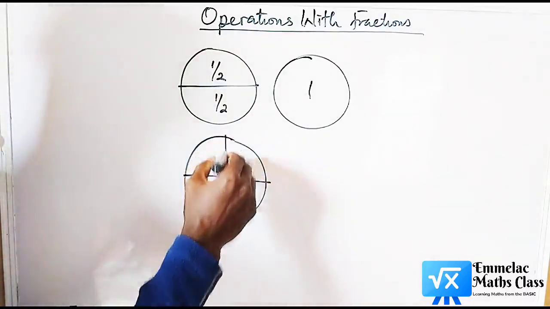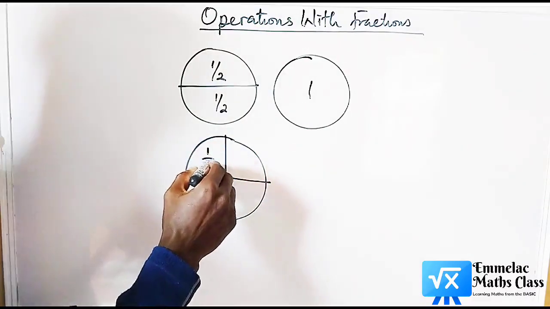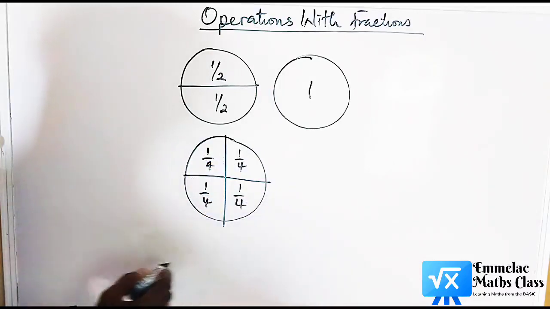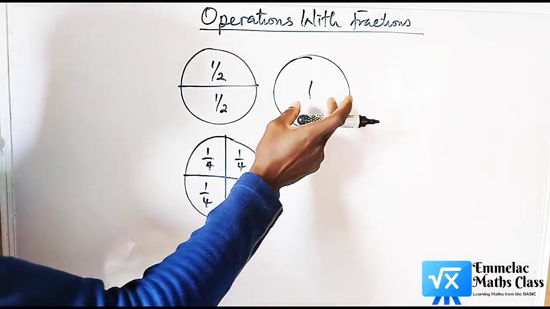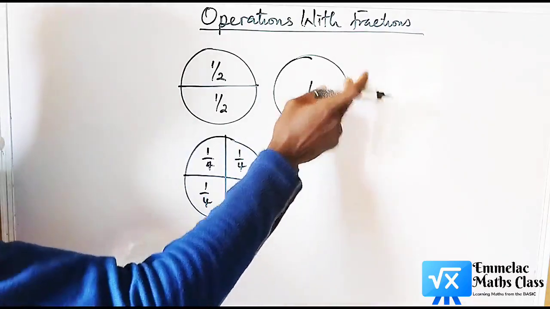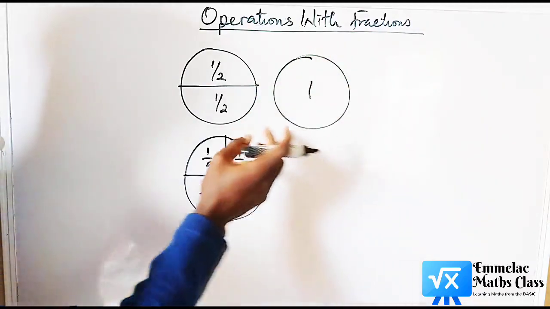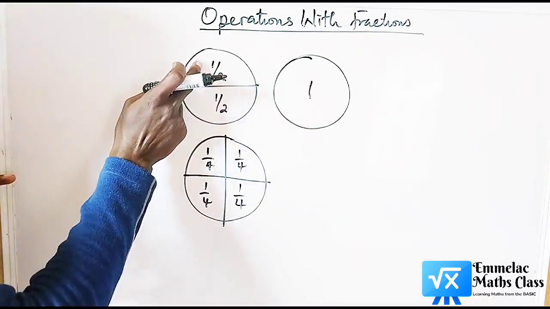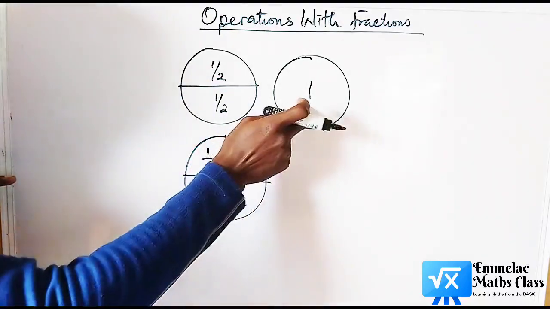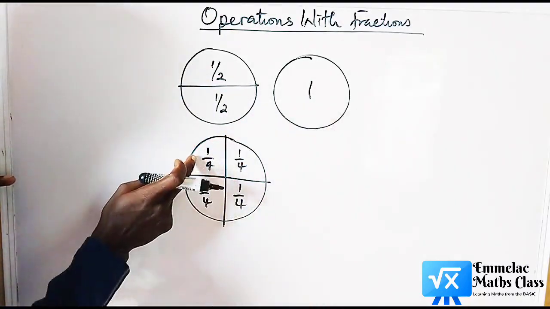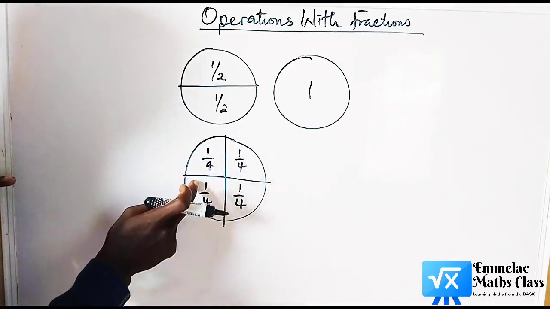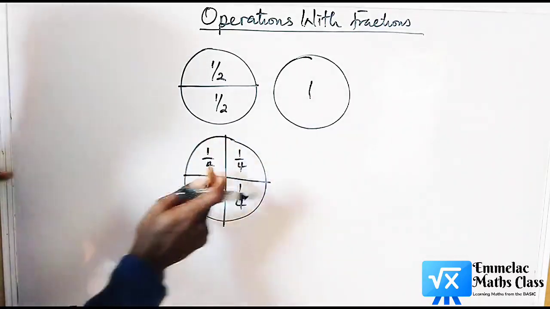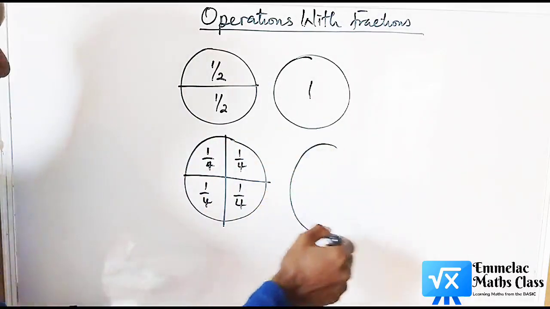Also, simplifying further, if we divide this 1 into 4 parts, each is 1 over 4, 1 over 4, 1 over 4, and 1 over 4. So this is a whole, which means the total, whatever it is. Shared into 2, it has become a fraction of 1 over 2, 1 over 2. Shared into 4, it has become 1 over 4 each, because it is now shared into 4 parts.